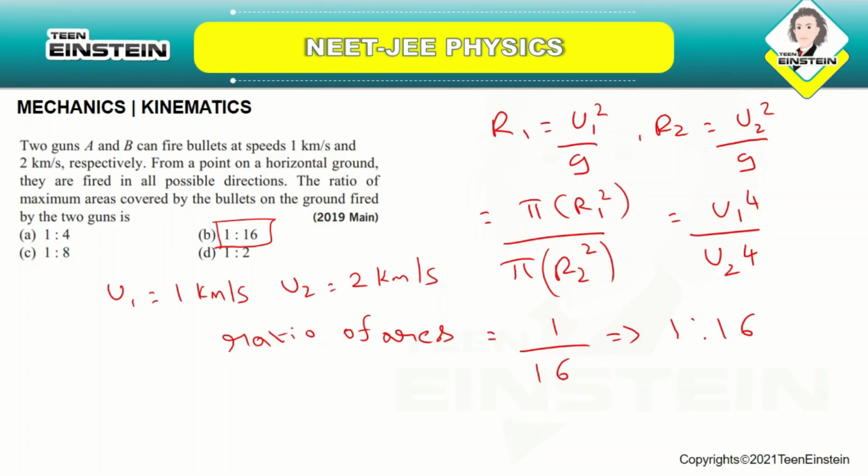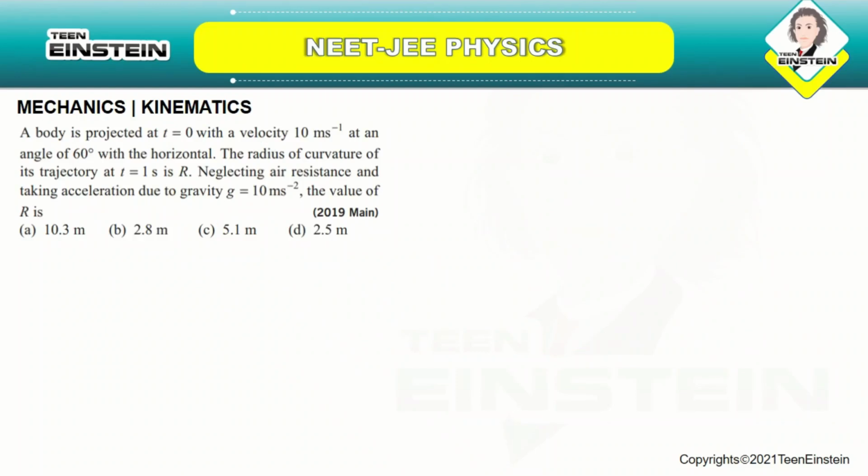Okay. So here R1 is given by U1 square by G and R2 is given by U2 square by G, and here you are finding out the ratio of the maximum area covered. So it will be in a circular shape. So you are using the formula pi r square. That's why pi r1 square by pi r2 square, and you know what is r1 and r2. You are substituting, and they have given you the speed u1 and u2 value. You are substituting, and you are finding out the ratio of the maximum area covered, which is equal to 1:16. Okay. So let us now move on to the next question.